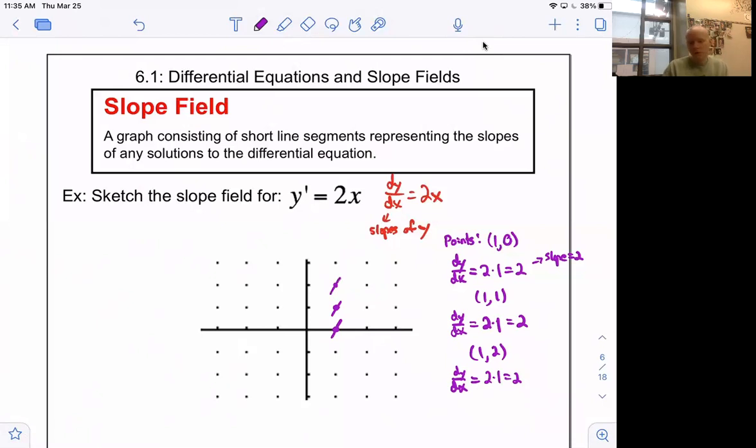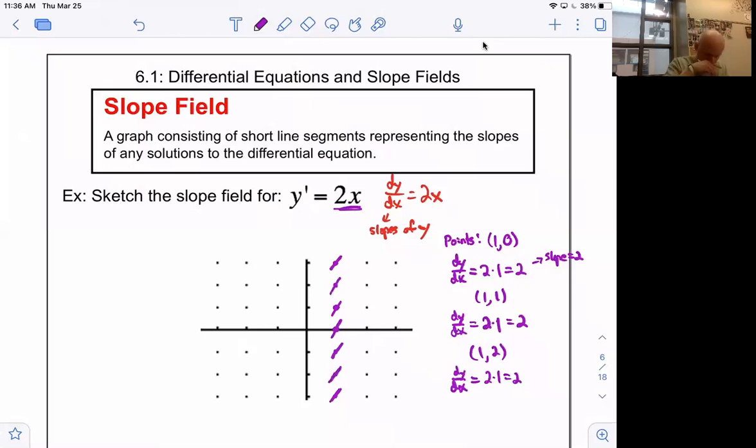And as you can probably guess, because this differential equation only depends on x, my slope at every single one of these points where the x coordinate is 1 will just be 2 all the time. So I can just go ahead and draw those slopes in there. This is a pretty nice differential equation.